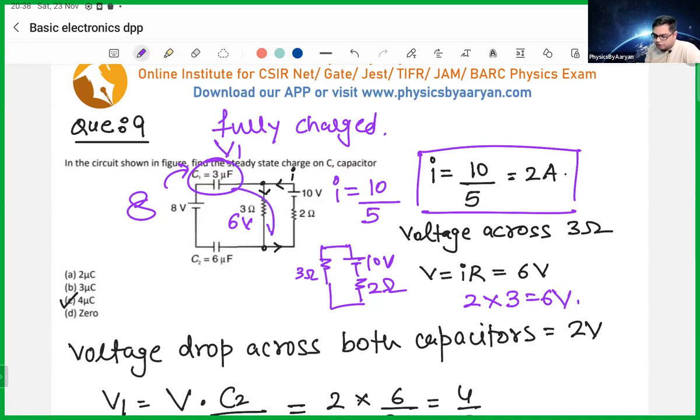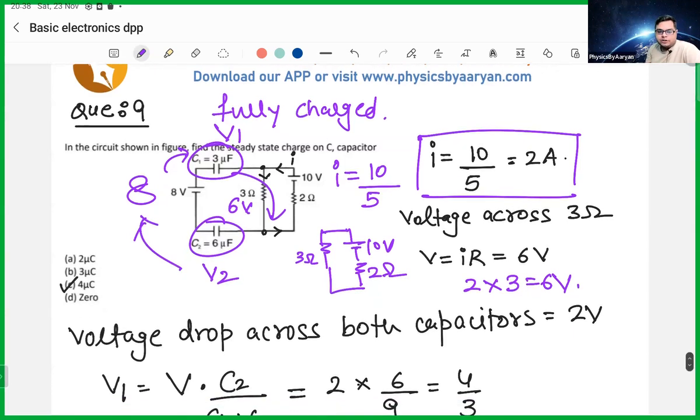Then you pass through this 3 ohm. How much voltage will be dropped here? 6 volt will be dropped across this 3 ohm. And then you pass through this capacitor. Again, some voltage will be dropped, but you don't know how much, so let's call it V2. And then you come back. Finally, when you come back, you have no voltage left. You are at 0. So this is 0, this is 8.